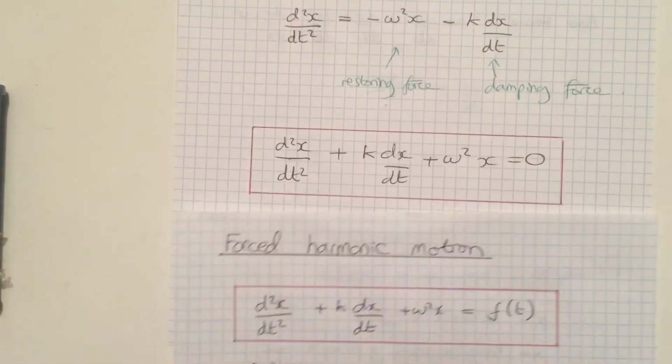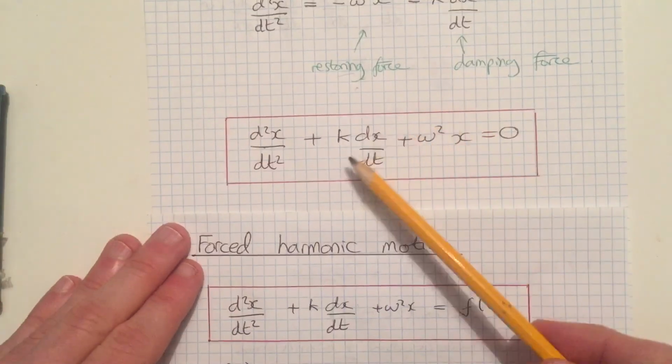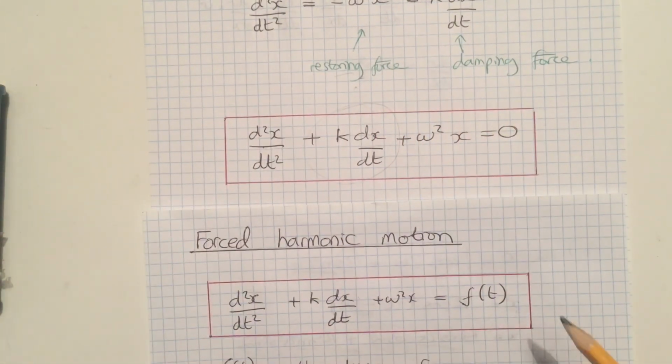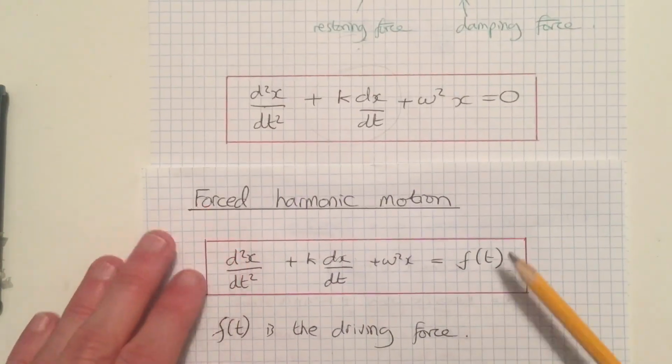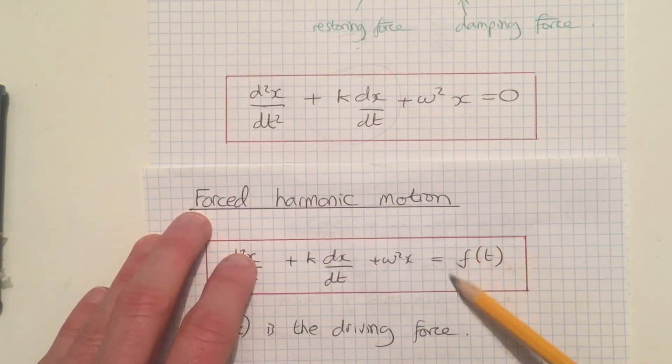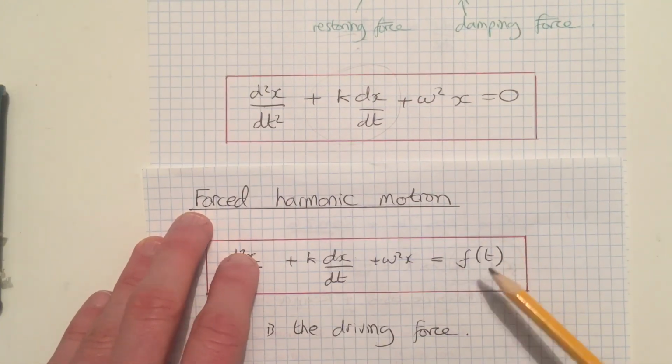So key things then really is, this is your equation for damping, including this extra term, and then if we have an external force that's adding to the oscillations, then we can include that over here as well.